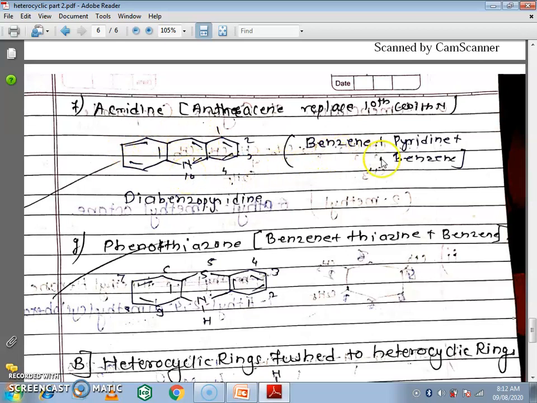That is benzene plus pyridine plus benzene. This is a benzene ring, this is also a benzene ring and this is the pyridine structure. With 2 benzene rings and a pyridine ring in between, it is called acridine. It is also called dibenzopyridine. Di means 2, benzo means benzene, pyridine means the heterocyclic ring. That is called dibenzopyridine. It is also called acridine.